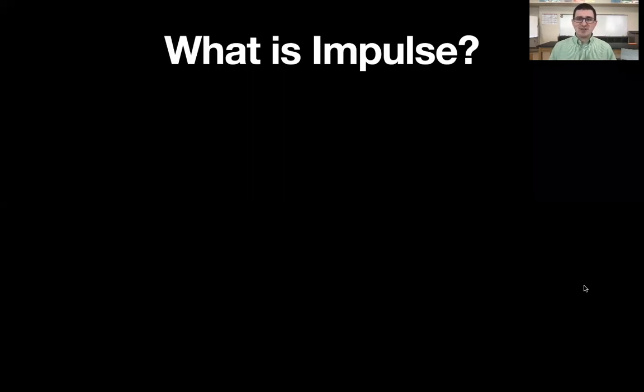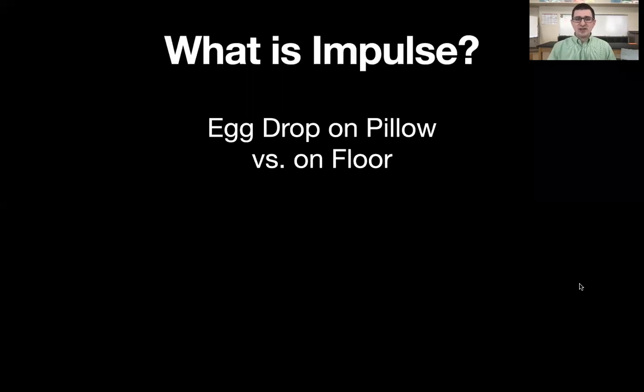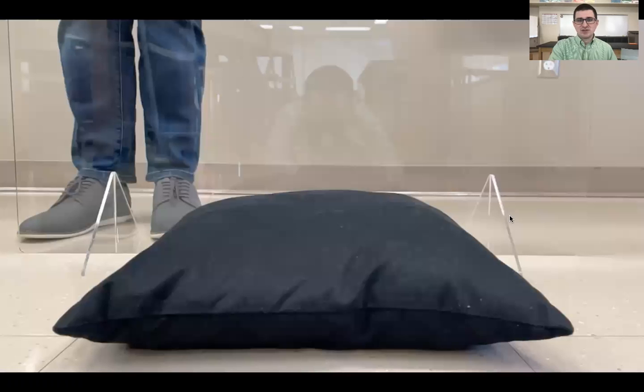To introduce the idea of impulse, I have an example for you. We're going to watch two videos where we watch an egg drop onto a pillow and then onto the floor. And as you're watching this, I'm going to ask you to look at the two situations and think about, in terms of physics, why are these two situations different? Just so you know, the eggs were dropped from the same height onto two different surfaces, and the reactions are pretty dissimilar. And my question is, in terms of physics, why are these two things so different?